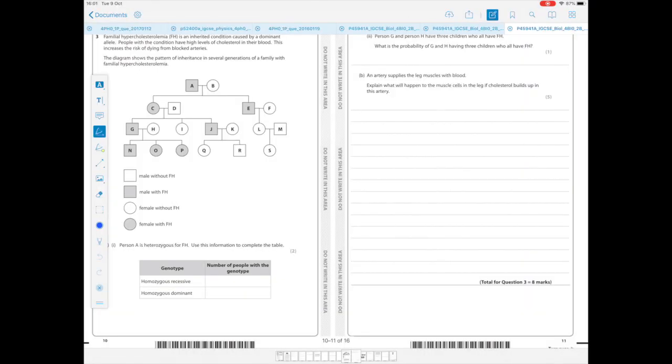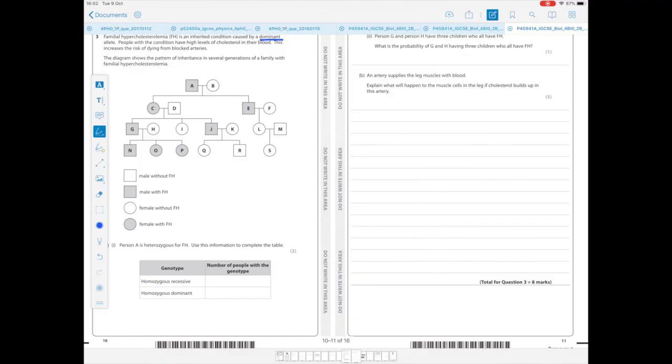So now we need to look at pedigree diagrams, and the best way to do this is by showing you an example. Always use this approach, and do notice these are supposed to be really difficult, so don't worry too much if you're finding it too much. Question 3. Familial hypercholesterolemia, FH, is an inherited condition caused by a dominant allele. That is key. People with the condition have high levels of cholesterol in their blood, increasing the risk of dying from blocked arteries. The diagram shows the pattern of inheritance in several generations of a family with familial hypercholesterolemia.